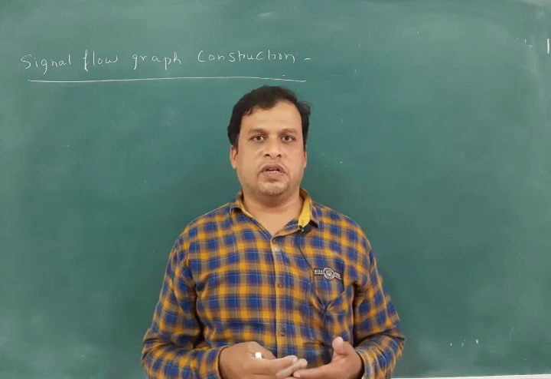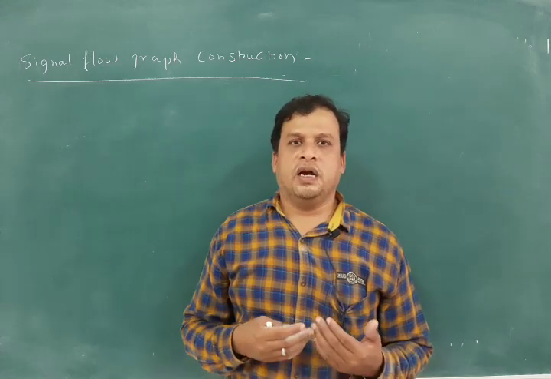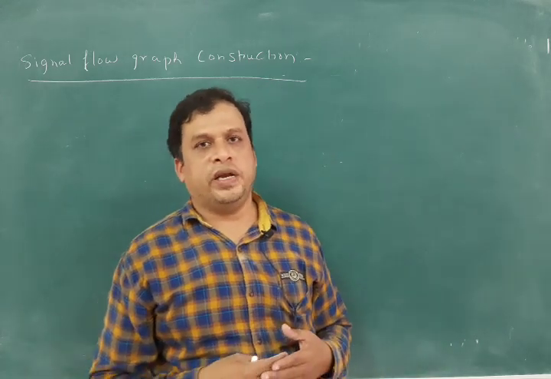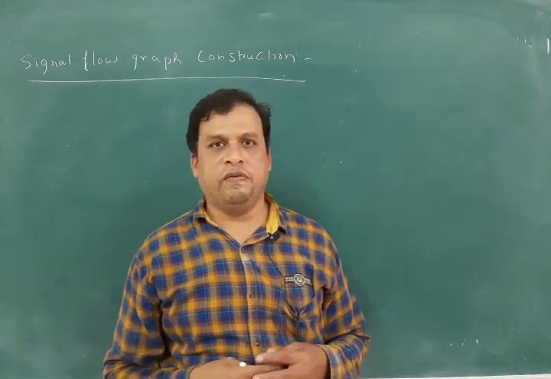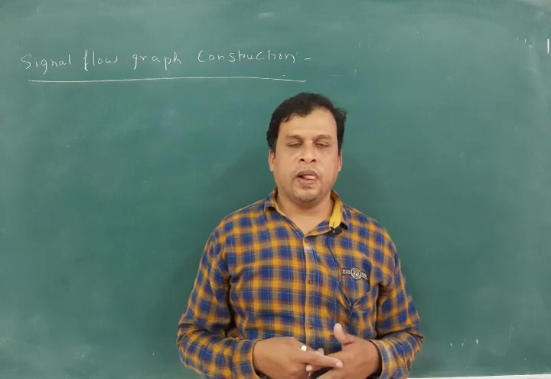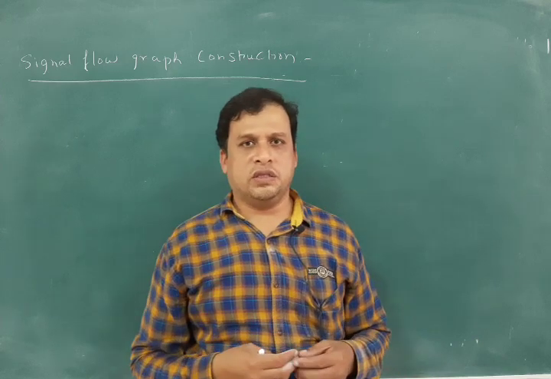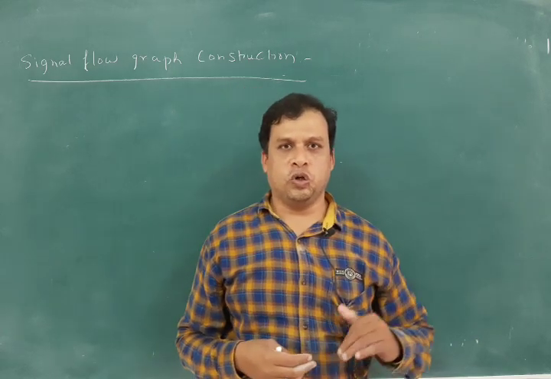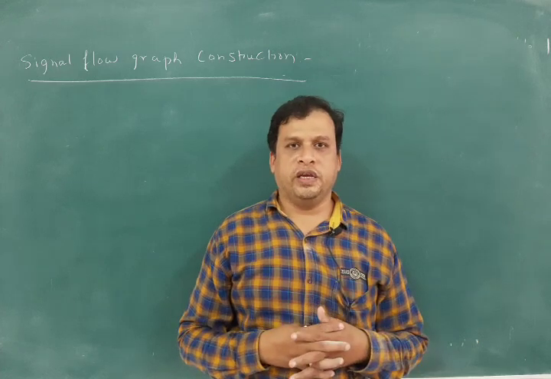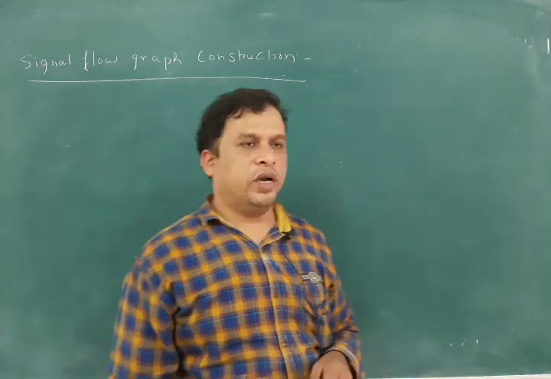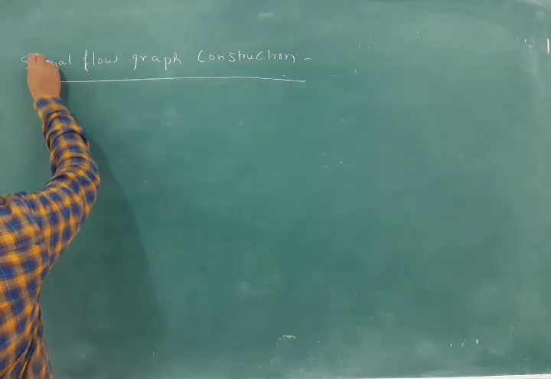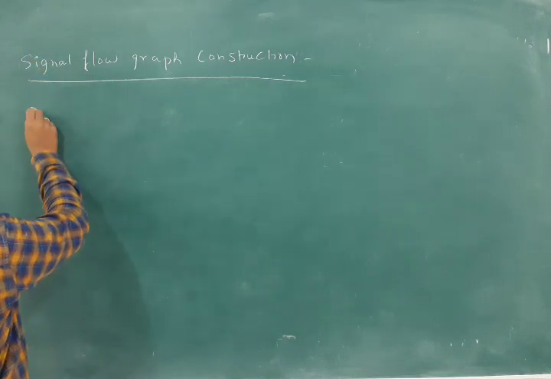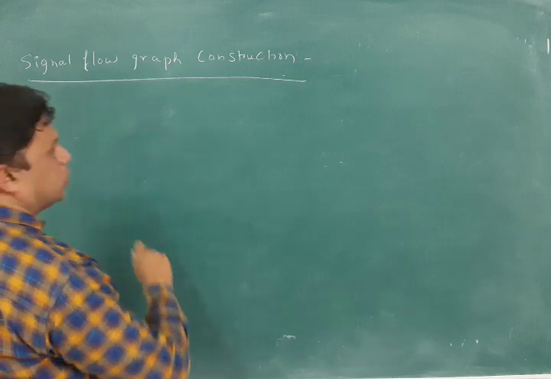From those algebraic equations only we see how many nodes there are. First we will write the number of nodes, and we will find out which is the input variable and which is the output variable. Why? Because we have seen that the input node should be there and the output node should be there for an algebraic equation written. So we will go through that now. First, what you have to do is find out the nodes.